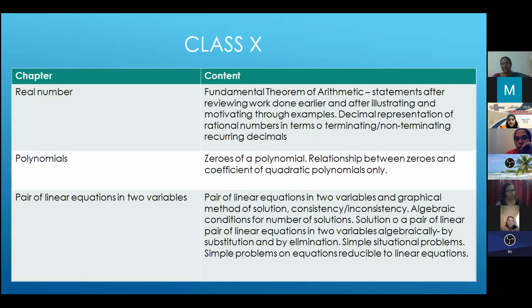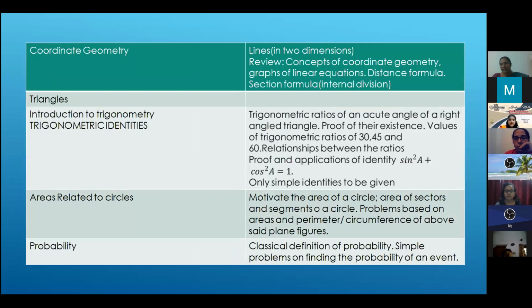Then polynomials also they have given. Then pair of linear equations, and application level questions are given only as simple problems. Simple situational problems only will be there. That means the application level word problems and all, they removed. Coordinate geometry also, the last part, area of triangle part, they have deleted.